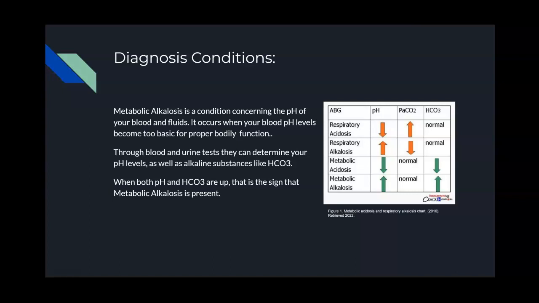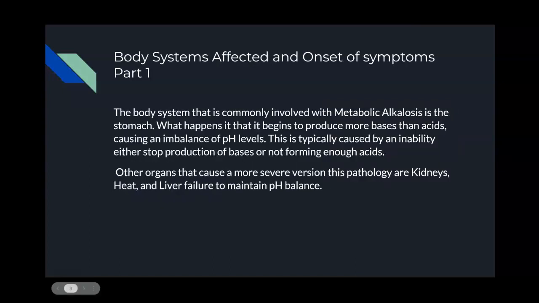One product that could show up in urine or blood tests is bicarbonate. With a high level of bicarbonate, you could be diagnosed with metabolic alkalosis. Here we go over the typical parts of the body that can cause the onset symptoms of alkalosis.